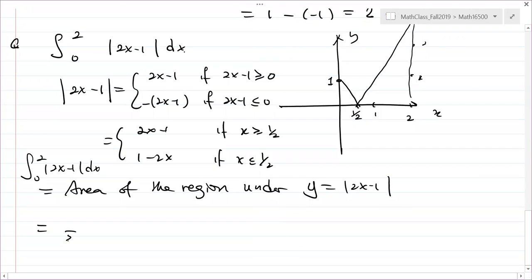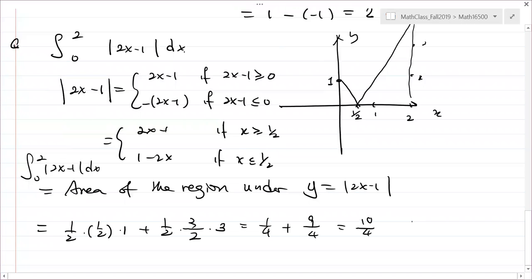The first triangle is 1/2 times 1/2 times 1. The second triangle has base 2 minus 1/2, which is 3/2, and the height is 3. So that is going to be 1/4 plus 9/4, which is 10/4, or 5/2.